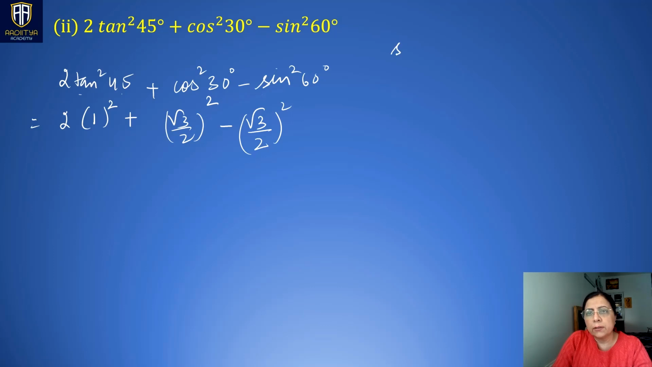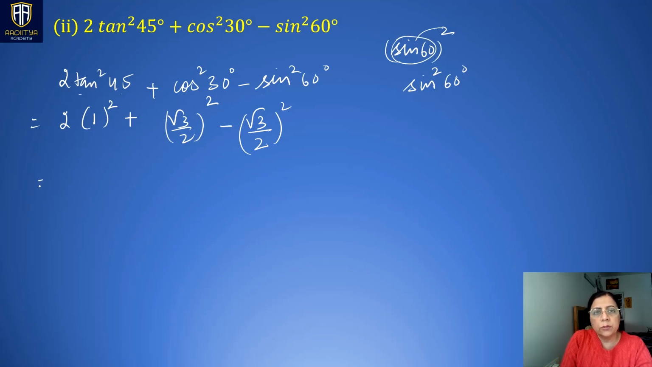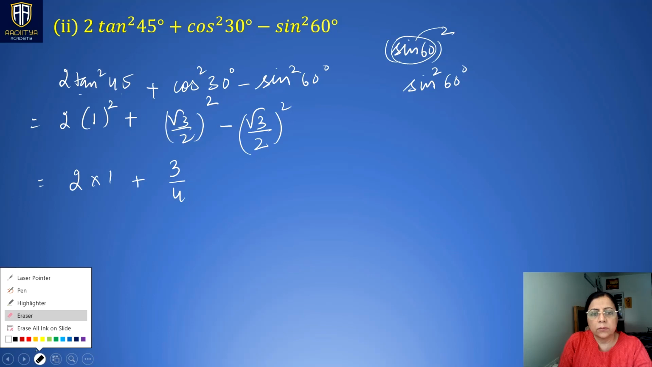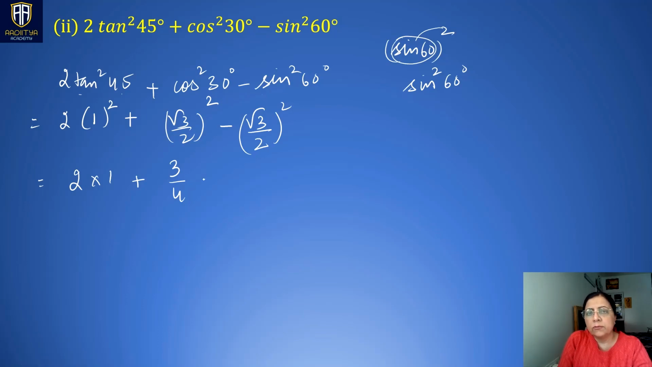Simple, sine 60 raised to the power 2 can be written as sine square 60. This 2 is basically for this trigonometric ratio, square of this whole value, right? So now we have 2 multiplied by 1 added to root 3 square is 3, 2 square is 4. Subtracted, sorry, this is minus sign. So we have 3 by 4 minus 3 by 4. So if we simply reduce these two things, we get 2.